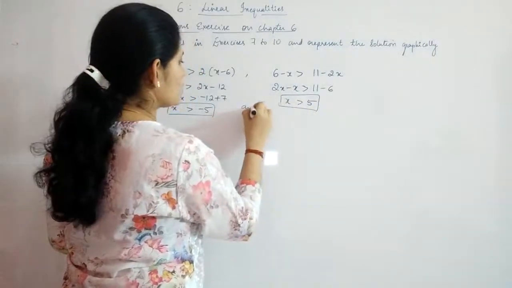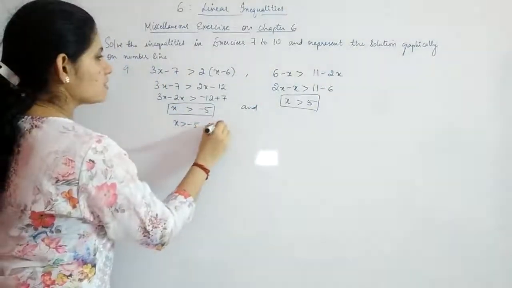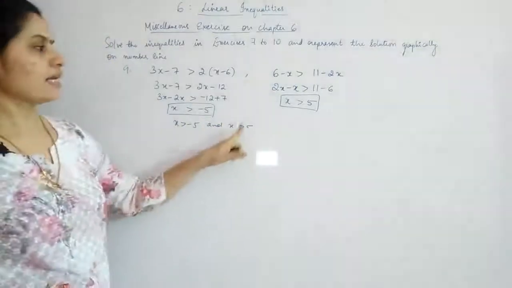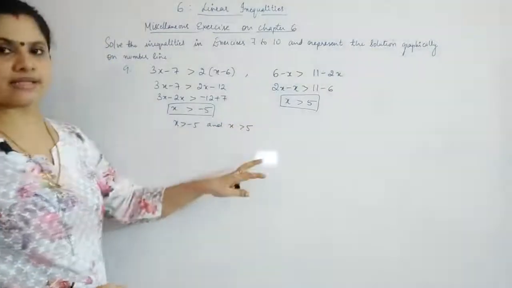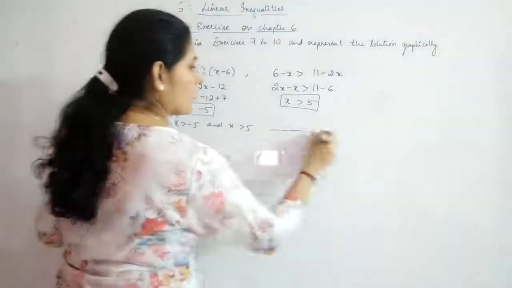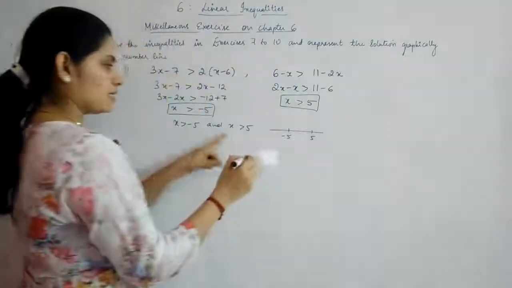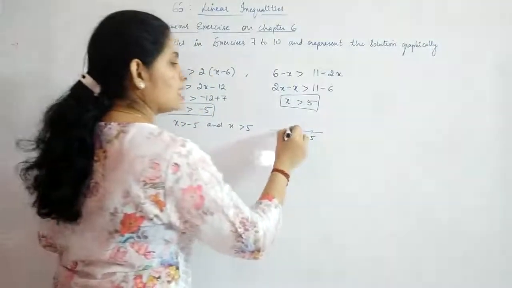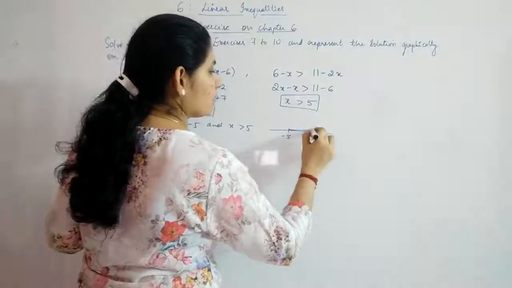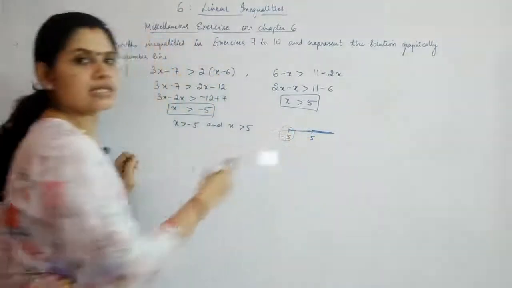So you have two things, which is x is greater than minus 5 and x is greater than 5. Both are greater than. In other inequalities you were having greater than and less than, and we are able to combine. Now how will we combine this? See, if I have minus 5 and 5, I am getting the inequality as x can be greater than minus 5 and x can be greater than 5.